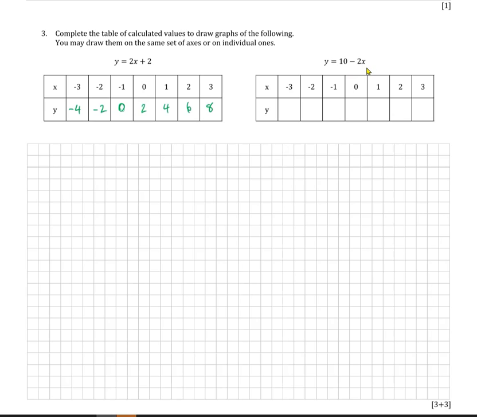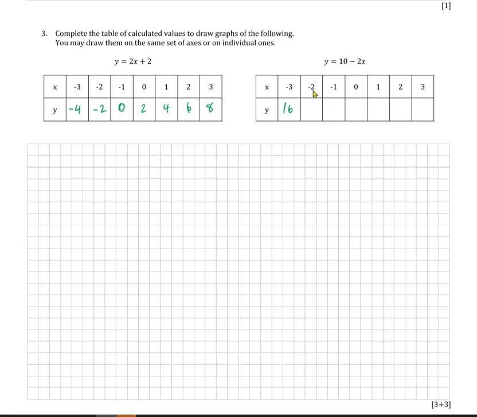Okay, so I'm going to substitute minus 3 into here. So 2 times minus 3 is going to be minus 6, but there's a negative out the front. So that's minus 2 times minus 3. 2 3's are 6, negative, negative is a positive. So 10 plus 6 equals 16.